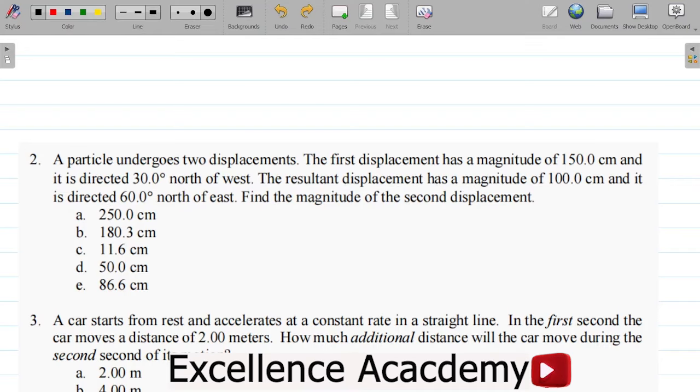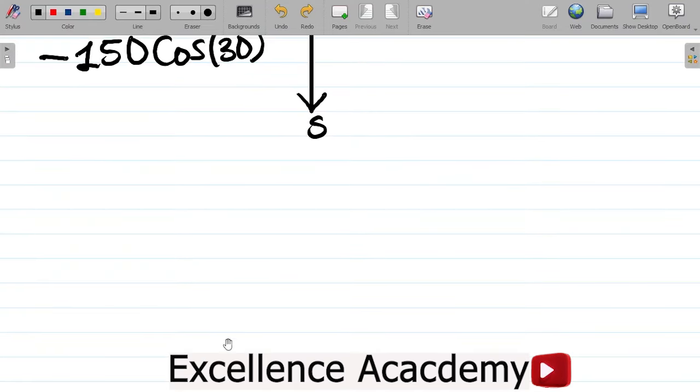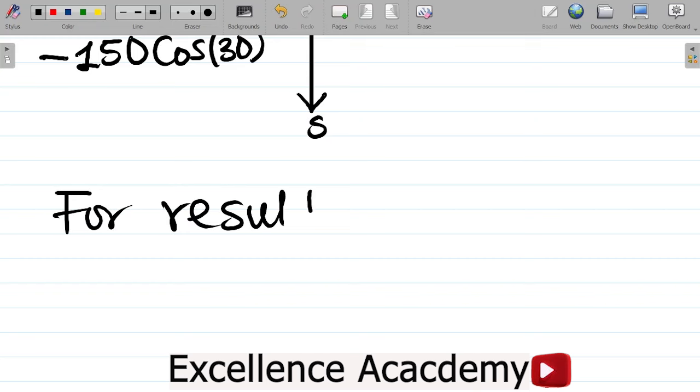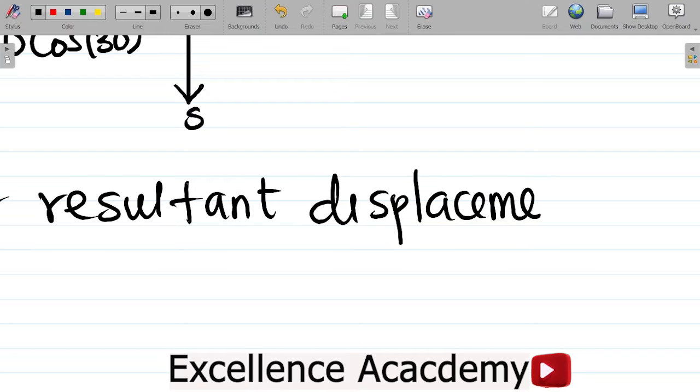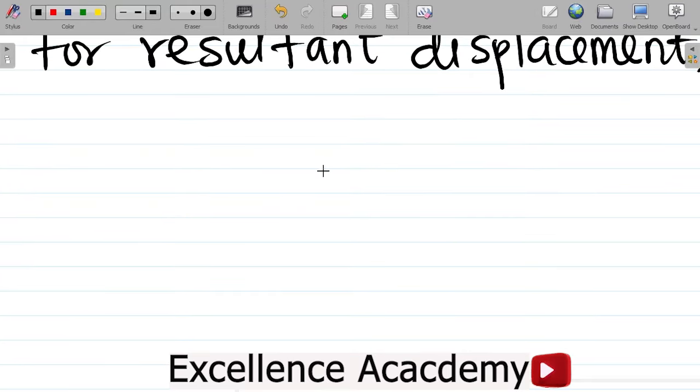So let's get the resultant. Let's call it R, a capital R for the resultant displacement. We'll get a diagram first, then proceed to get the horizontal and vertical components.